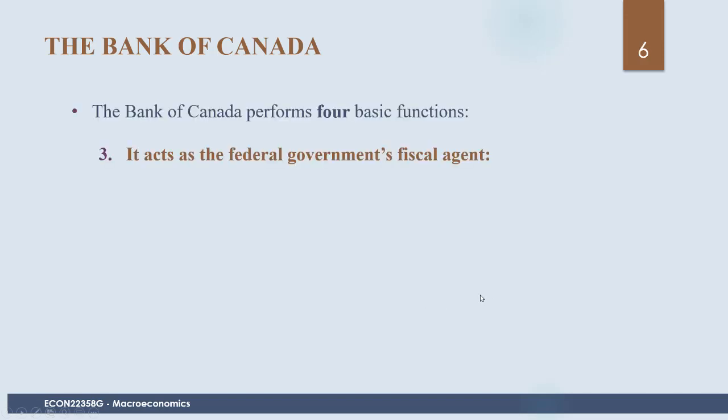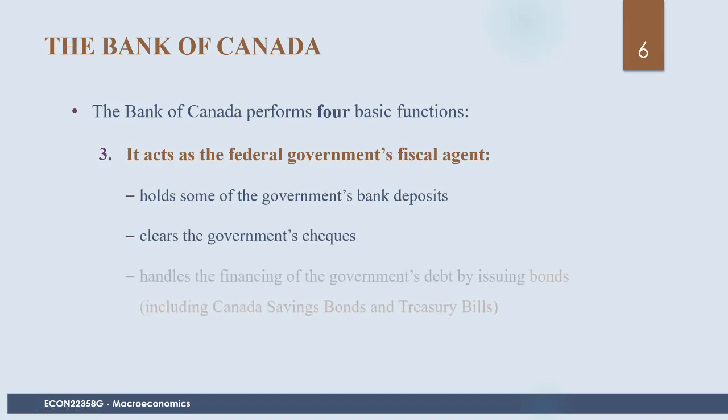Thirdly, it acts as the federal government's fiscal agent. So it's like the bank for the federal government. It holds some of the government's bank deposits, it clears government checks, and it handles the financing of the government's debt by issuing bonds. And these include Canadian savings bonds and treasury bills.